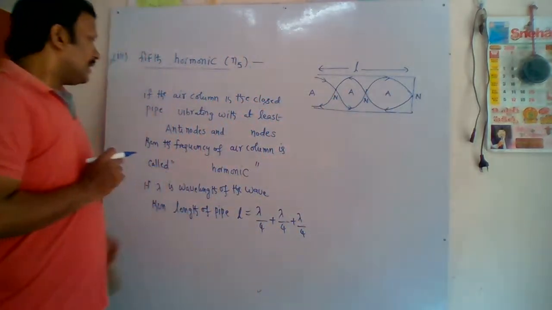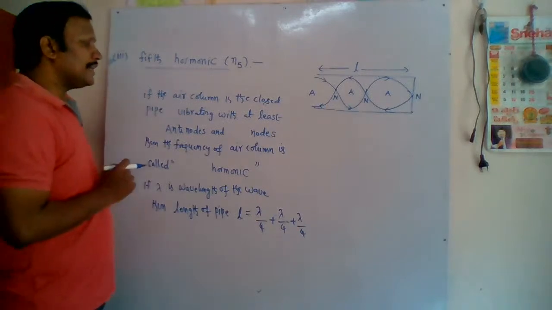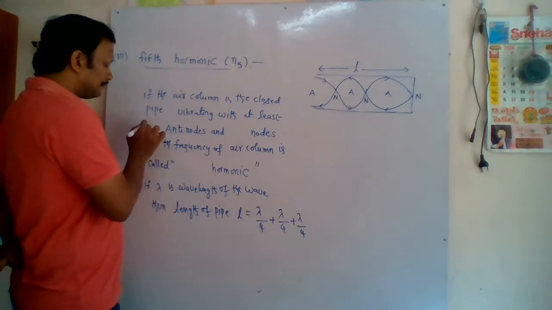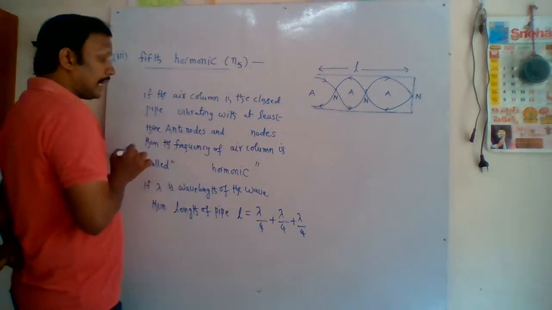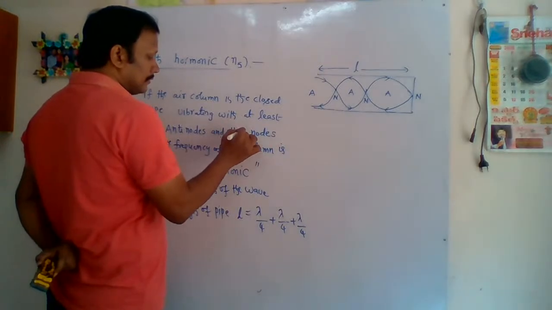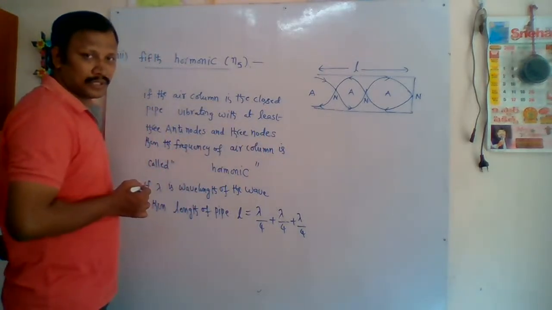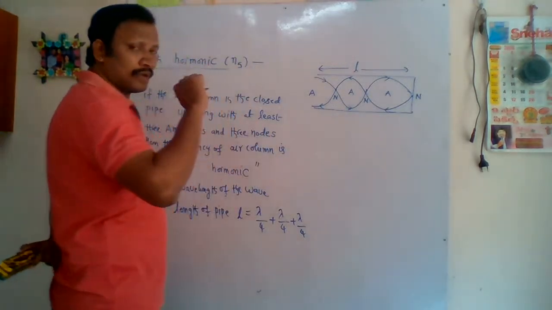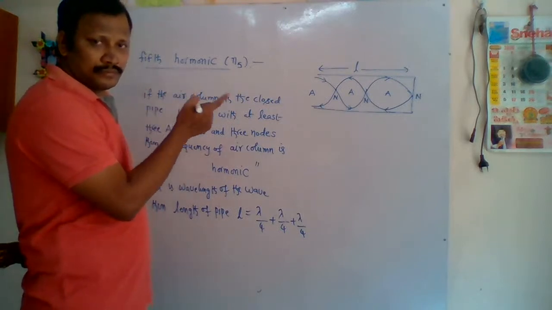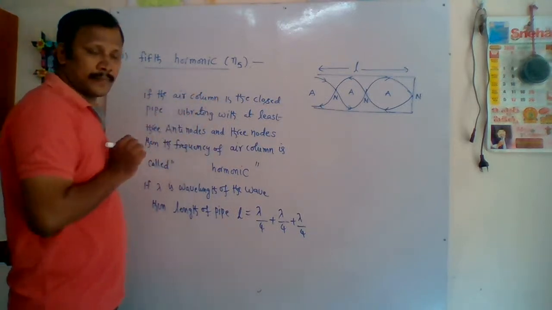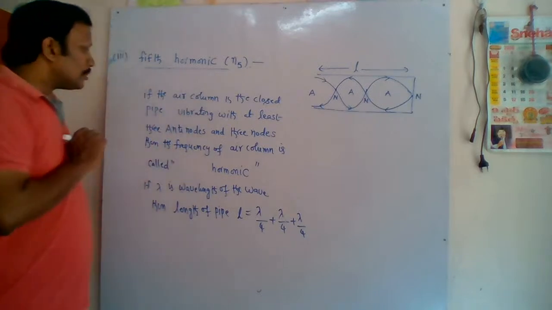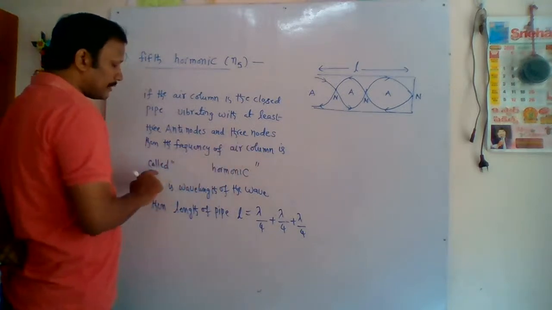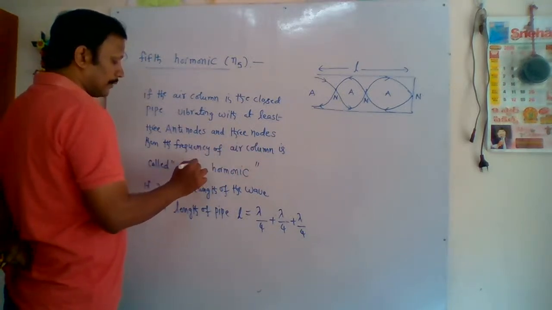So that means if the air column in the closed pipe is vibrating with at least 3 antinodes and 3 nodes, equal number of nodes and antinodes are formed. First situation: 1 antinode, 1 node. Second one: 2 antinodes, 2 nodes. Third one: 3 antinodes, 3 nodes. So if the air column in the closed pipe is vibrating with at least 3 antinodes and 3 nodes, then the frequency of the air column is called fifth harmonic.